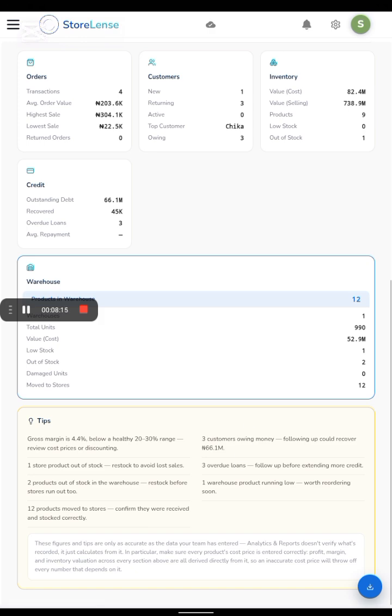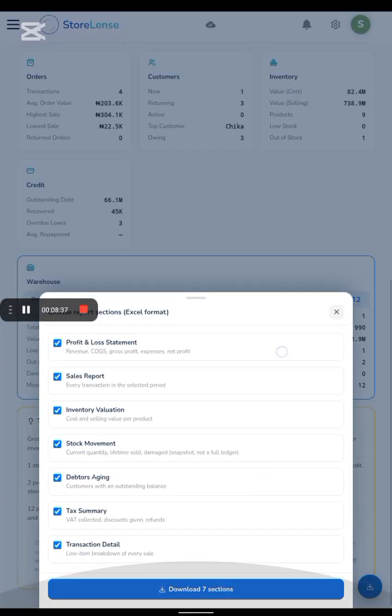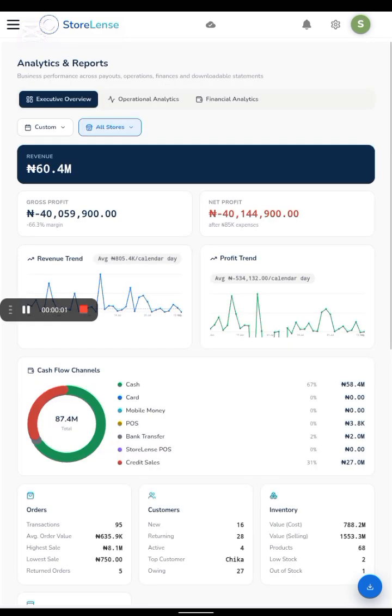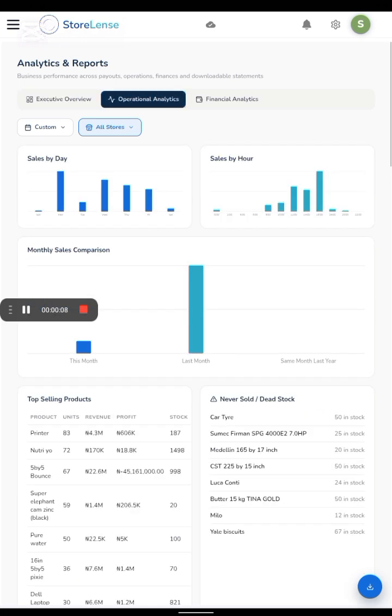You will see your gross margin is 4.4%, below a healthy 20 to 30% range. Review cost prices or discounting. All this, you will just look at it and see how it works, and every one of them is detailed information concerning your store. You can also download your report here: in the reports, you click on download and it will download. So as we have reviewed our executive analytics, we will go into the operational analytics.